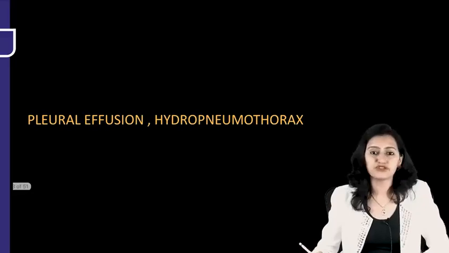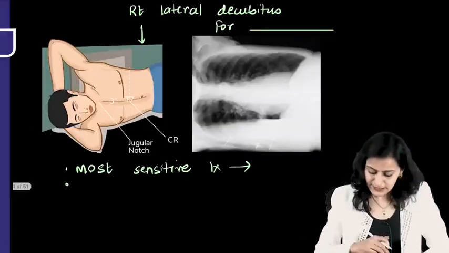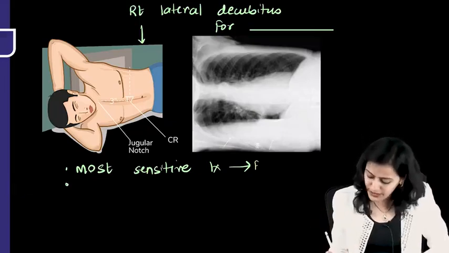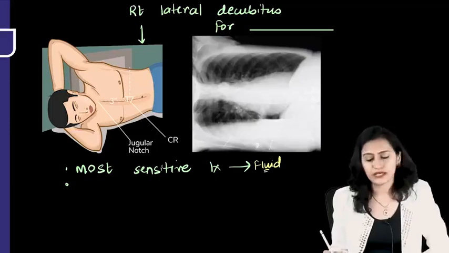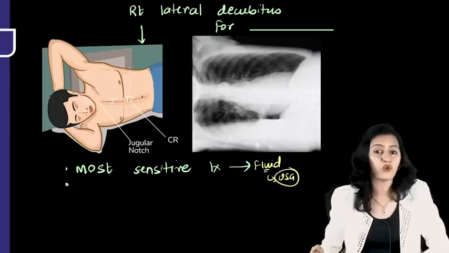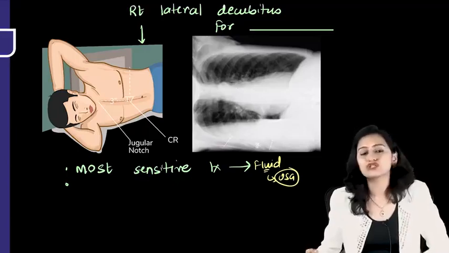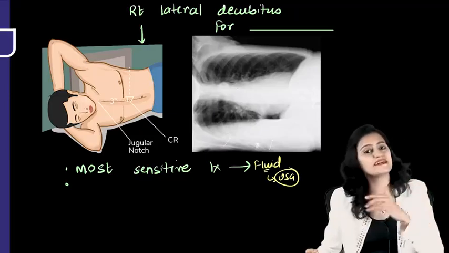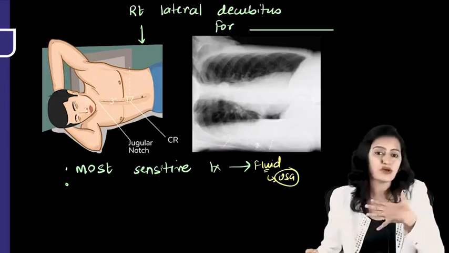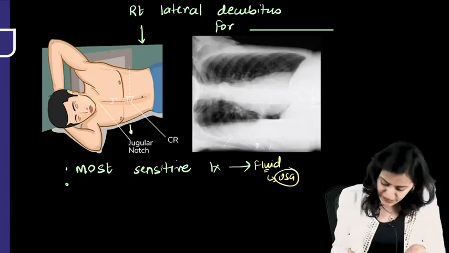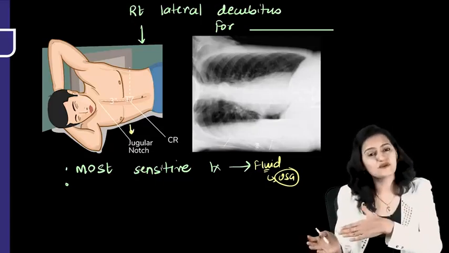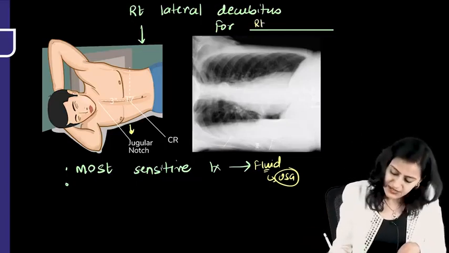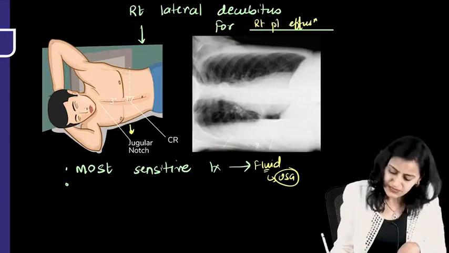Now going to pleural effusion and hydropneumothorax. For pleural effusion, what is the most sensitive investigation? For fluid containing pathologies, fluid, U for ultrasound. So remember, for water, for fluid, ultrasound is the most sensitive investigation. What is the most sensitive chest X-ray view? We have seen that it is ipsilateral lateral decubitus with a horizontal beam. So this X-ray view that we are seeing is the right side down. So this is right lateral decubitus. So this is done for which pathology? Right lateral decubitus will be for right pleural effusion.